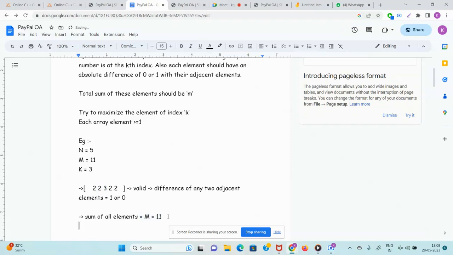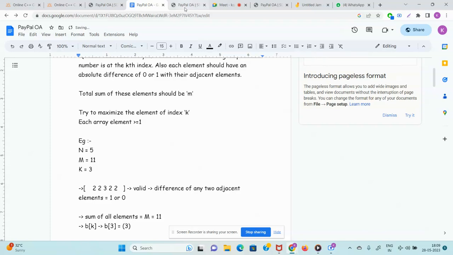And what is the maximization possible in this case? Let's say the array was b. So b of k is what? B of k is b of 3. What is b of 3 in this case? It is 3. Okay. So in this case, you are able to maximize the number as 3. So the answer is 3 for now.